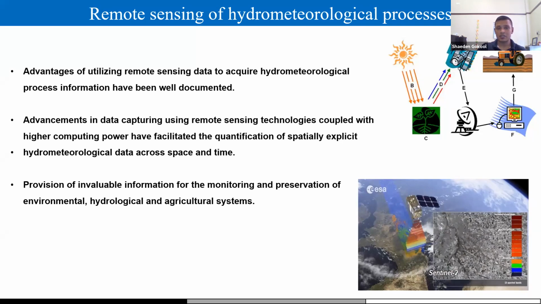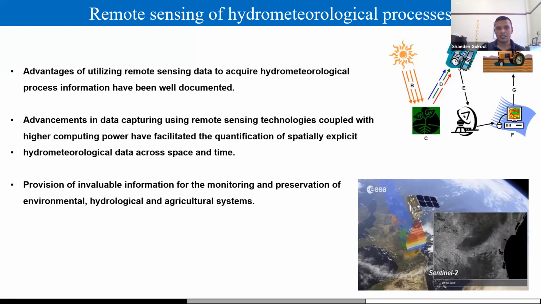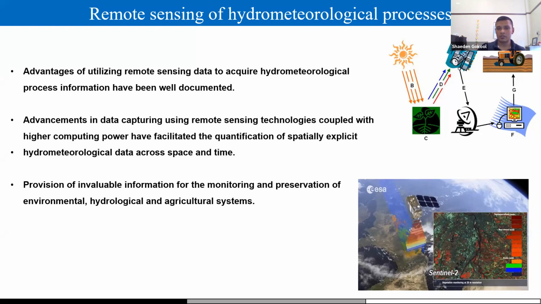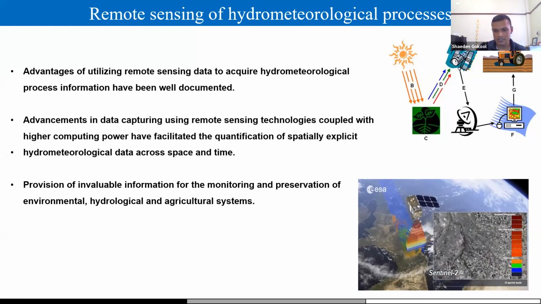Advancements in data capturing using remote sensing technologies, coupled with higher computing power, have facilitated the quantification of spatially explicit hydrometeorological data across space and time. And this has resulted in the provision of invaluable information for monitoring and preservation of environmental, hydrological, and agricultural systems.